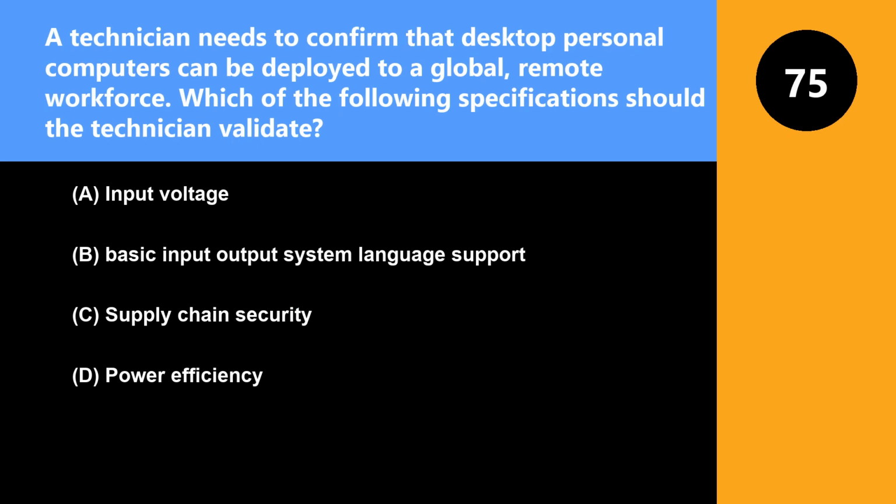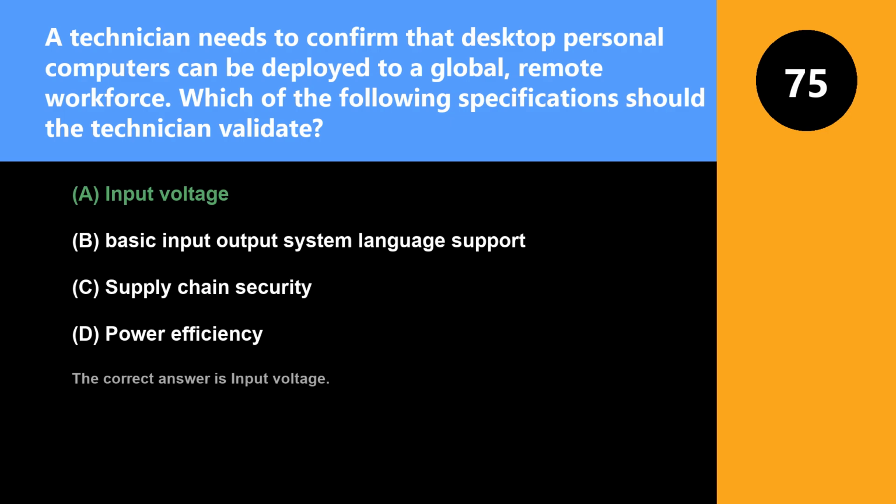Question 75. A technician needs to confirm that desktop personal computers can be deployed to a global, remote workforce. Which of the following specifications should the technician validate? Option A, input voltage. Option B, basic input-output system language support. Option C, supply chain security. Option D, power efficiency. The correct answer is option A, input voltage.